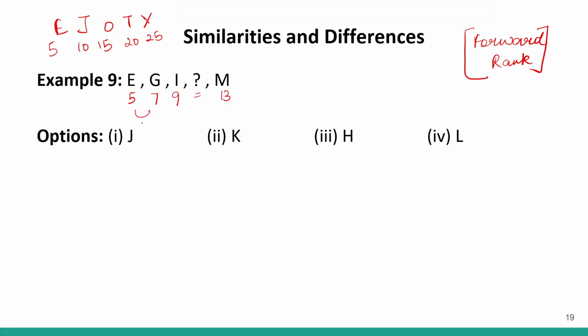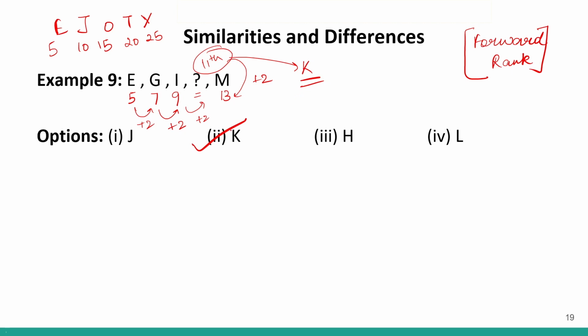Here I can see there's a +2. Here also there is a +2. If I add +2 here, I'll get the 11th rank, and if I add +2 over here, I'll get the 13th rank. So the 11th rank will follow the same logic between I and M. At the 11th rank, the alphabet in forward rank is K. So our answer will be option number 2, K.